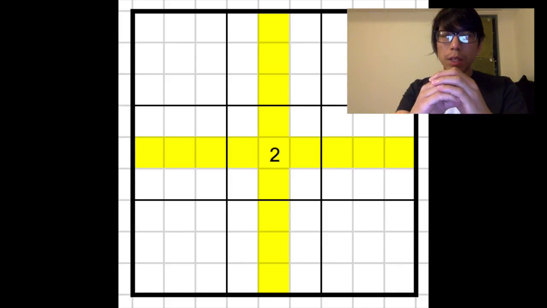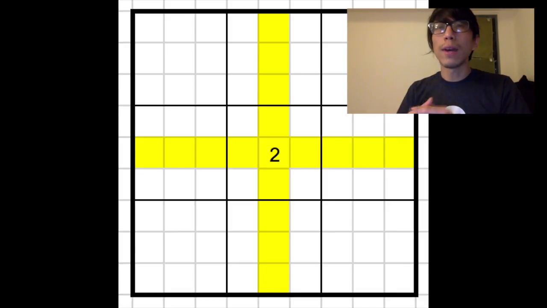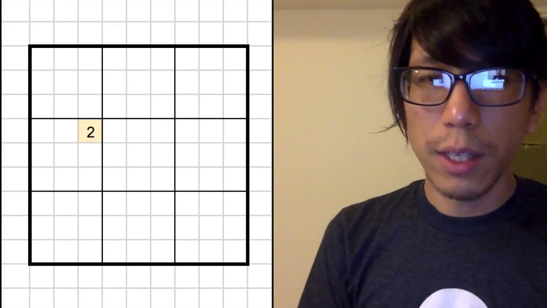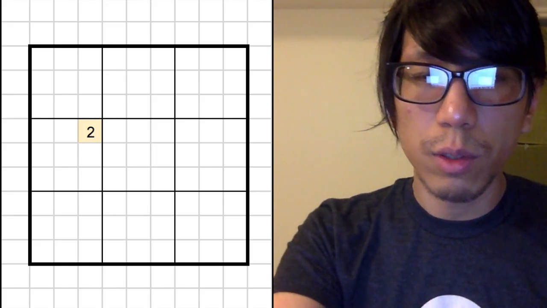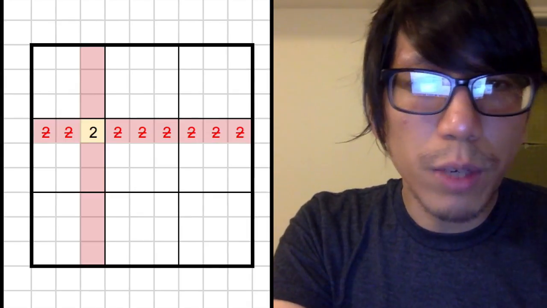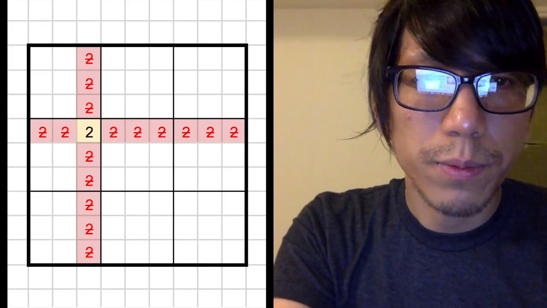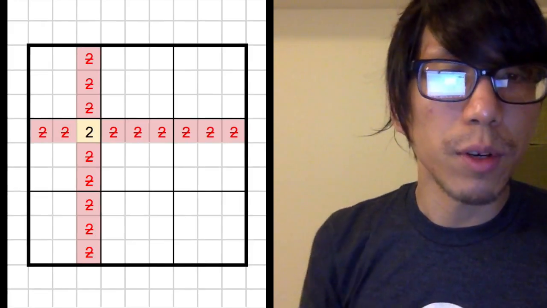Like you see a number, and basically you can consider that the whole line cannot have this number anymore. So for example, here we're gonna have the number 2, and we can see that this number 2 right here, the whole line right here and the whole line right here cannot have 2 anymore. As a matter of fact, even the whole square cannot have 2 anymore.